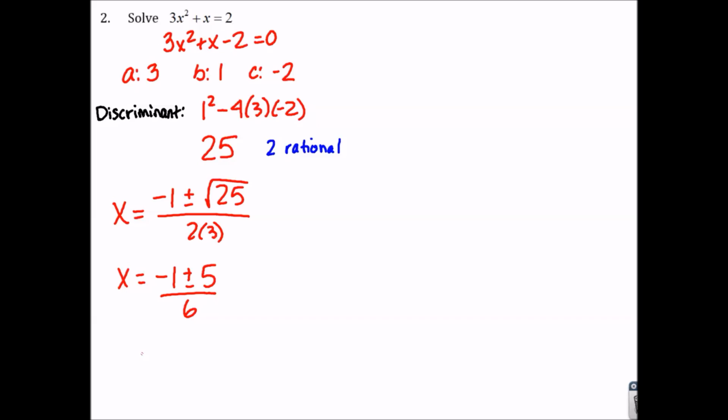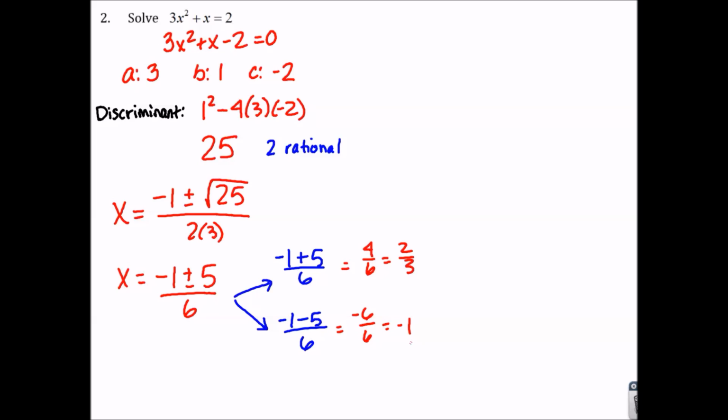So since the discriminant was a perfect square, we no longer have a radical in our answer. So we need to split this up so we can do the plus solution and the minus solution. So this gives you 4 over 6, which is 2/3. This gives you negative 6 over 6, which is negative 1. So our final answers are x equals 2/3 and x equals negative 1.